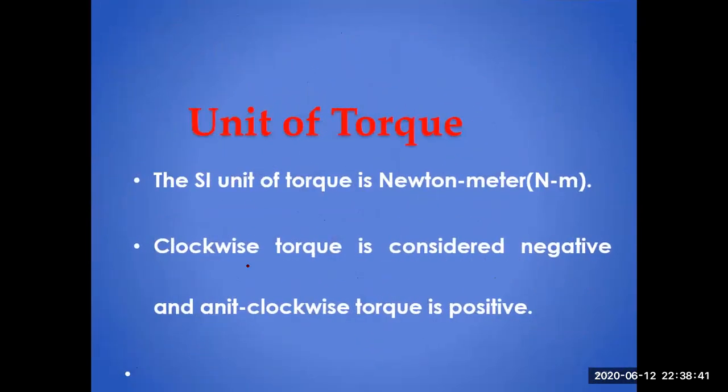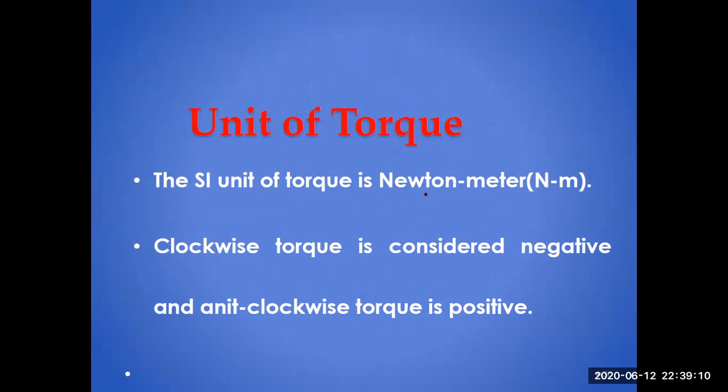We have seen the formula of torque. Torque is equal to F multiplied by R, the cross product of force and moment arm, or the perpendicular distance from the point of rotation, or the minimum distance from the line of action of force. That is called moment arm. If you want to write it down, please write it down. Moment arm: it is the perpendicular distance from the point of rotation to the line of action of force.